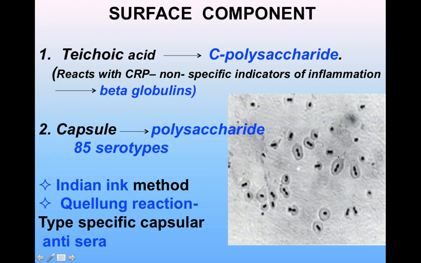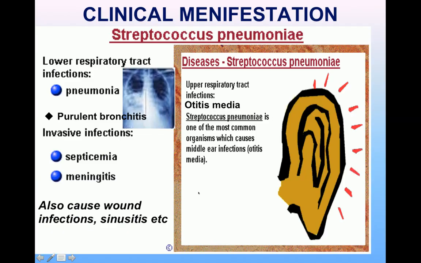This slide is just to show you that there is a definite capsule around Strep pneumoniae. You can make out these diplococci. They are all diplococci, lancet shaped, and a big capsule can be seen around them, both by the Indian ink technique and by the Quellung reaction.